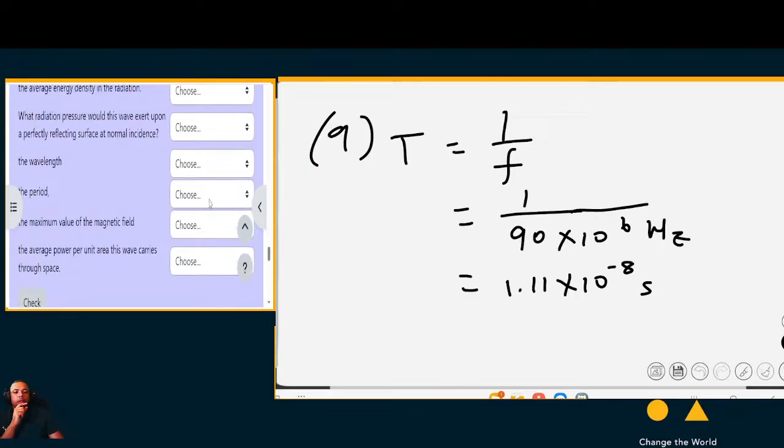So the period is 1.11. Let's go to the period and choose that option. If you rewrite this, it becomes 11.1 times 10 to the negative 9 seconds. And what is negative 9? Nano. Okay, so it's 11.1 nanoseconds. So let's choose that as an option.